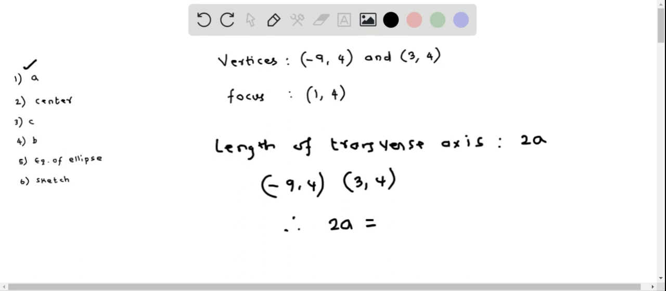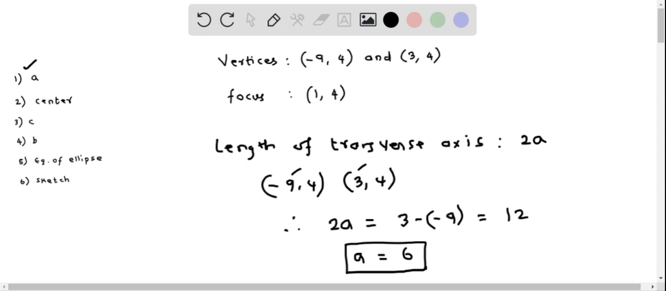And this equals, we find the distance by finding the difference between the x coordinates, that is 3 minus negative 9. And so this gives 3 plus 9, which equals 12. And we can determine a from this. So solving for a, we get a equals 12 divided by 2, which is 6. So we have determined the value of a equals 6.